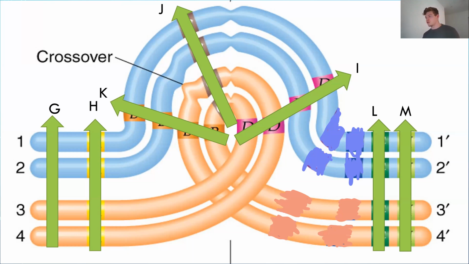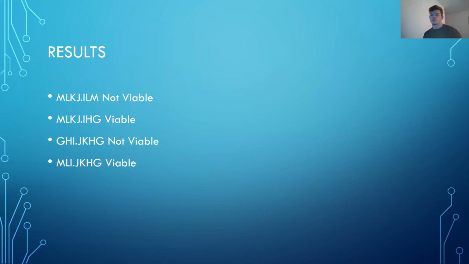So for 2, you're gonna go MLI, centromere J, cross over into K, and then back to L and M, okay? And then for 4, you're gonna go GHI, centromere J, crossover K, and then back to H and G. Okay, so here are the 4 results, which I just explained.